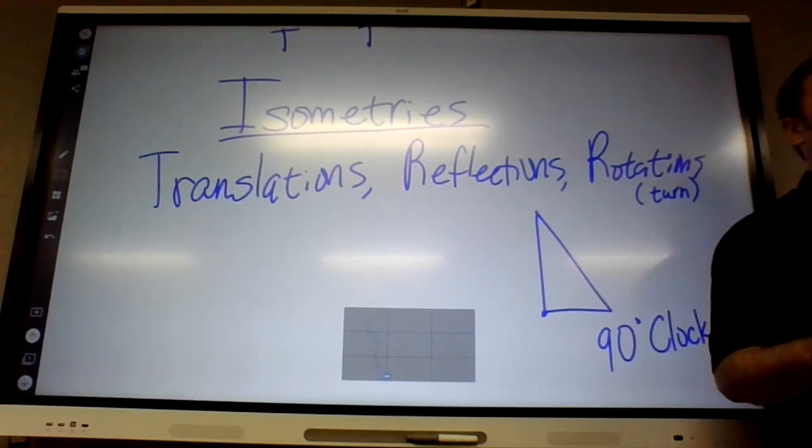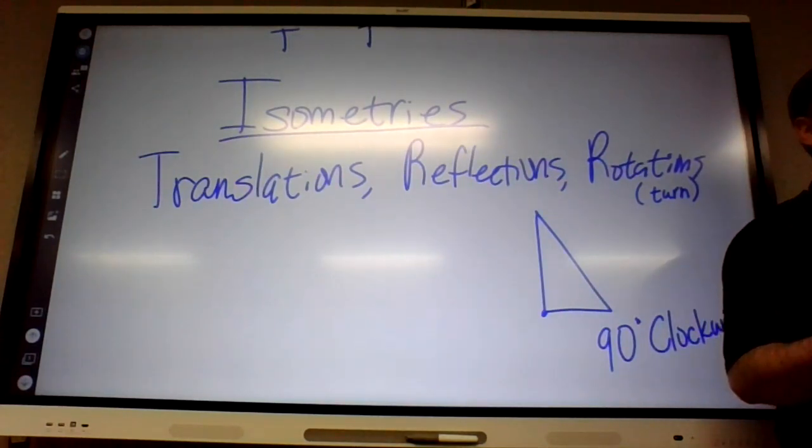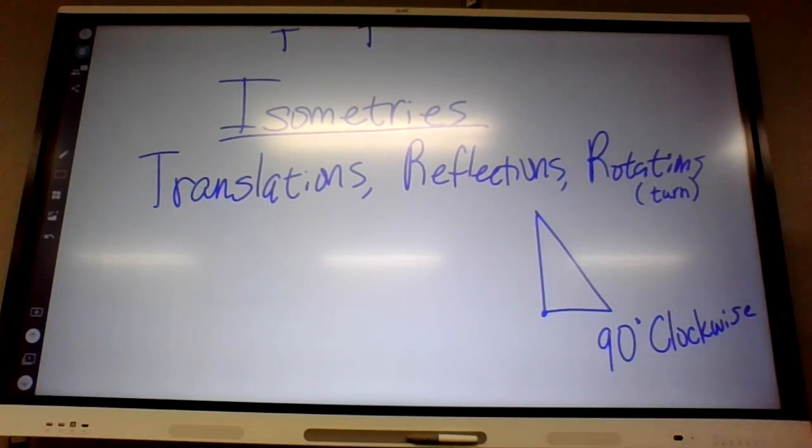Well, you guys know how to figure out clockwise and counterclockwise? You just use a clock, right? This clock is moving clockwise. So at the top, it's moving to the right, but at the bottom, it's actually going to the left. And counterclockwise is going the opposite direction.